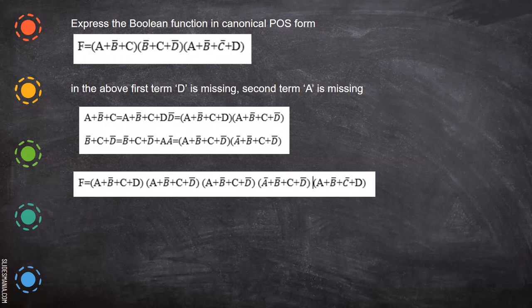Depending upon whether it is a POS or SOP, if it is a sum of product, then you will introduce X plus X bar or Y plus Y bar and so on. If it is a POS, then you will be introducing it in its AND form, A into A bar or B into B bar, like that. Now we'll see how to express the Boolean equation in a canonical POS form.